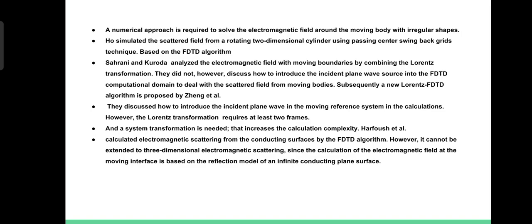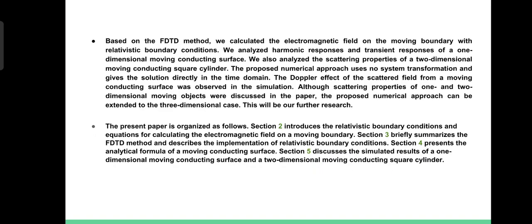However, the Lorentz transformation requires at least two frames, and a system transformation is needed that increases the calculation complexity. Harfons et al. calculated electromagnetic scattering from the conducting surface by the FDTD algorithm. However, it cannot be extended to three-dimensional electromagnetic scattering, since the calculation of the electromagnetic field at the moving interface is based on the reflection model of an infinite conducting plane surface.